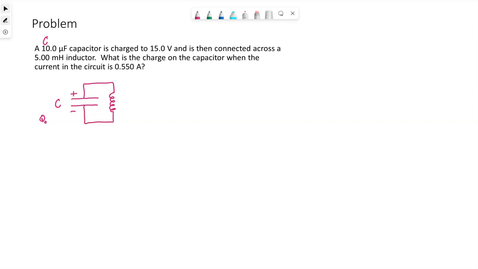Capacitor brings in some energy. It is then connected to an inductor. We know the value of the inductor is 5 millihenries. We know the capacitor starts to discharge, charge starts flowing through the circuit, and the energy oscillates back and forth between the capacitor and the inductor. Now we're trying to find Q. So Q equals what?